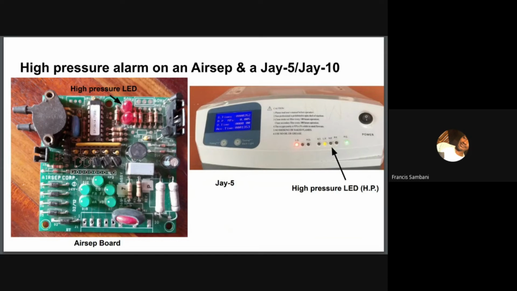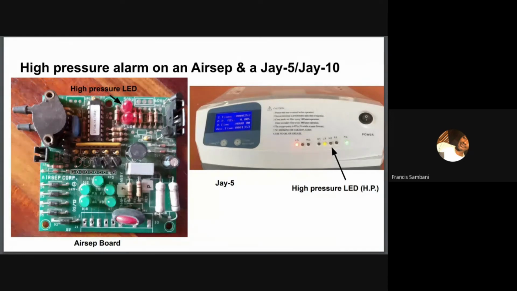For the Longfian J10, when the pressure is higher than 230 kPa, there's an audible alarm with the red indicator on. So you have the HP LED on. For the J5 and the J10, when the pressure is higher than 230 kPa, the oxygen concentrator stops running.